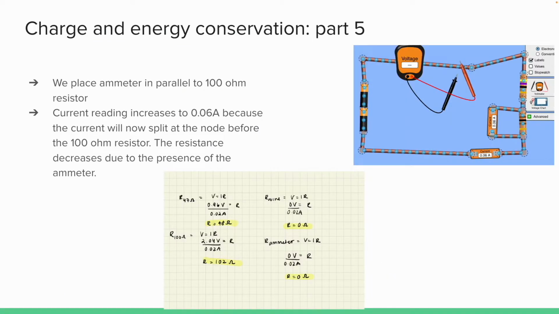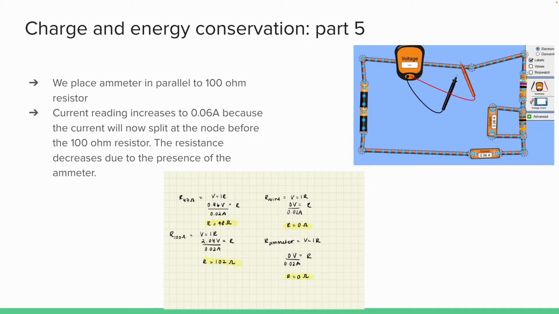Next, we placed an ammeter in parallel to the 100 ohm resistor, and we can see that the current reading increases to 0.06 amps. This is because the current now splits at the node between the 100 ohm resistor and the ammeter. And because the current is splitting, the overall resistance decreases due to the presence of the ammeter. So this allows the current to increase.